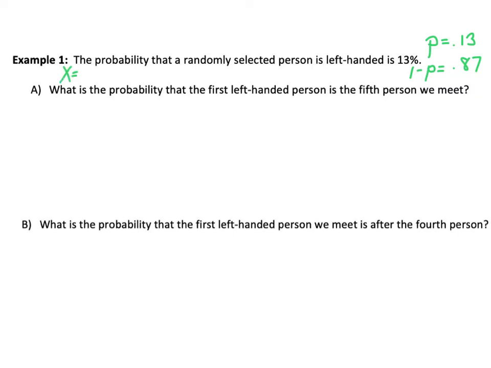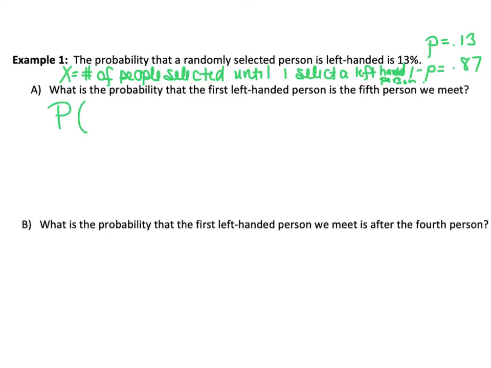And I should probably define what my random variable is. Remember, it's got to be a number, so it's the number of people selected until I select a left-handed person. So the first question here, using proper notation: what is the probability that the first left-handed person is the 5th person we meet? So I'm saying that capital X is equal to 5. I'm defining my lowercase x, one of my possible random outcomes, as 5.